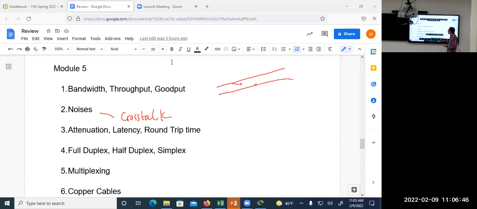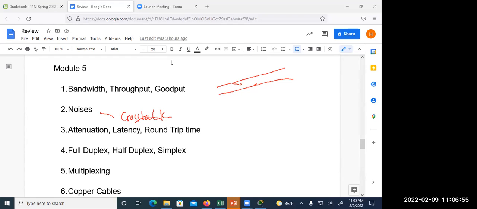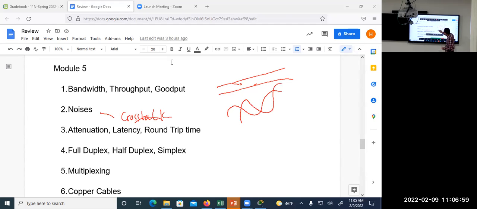So in order to eliminate the crosstalk, what technique do you have to use? What do you think? Twist them together, right? Twisting the wires, yes. You have to twist them together, and one wire has the positive and one wire has the negative.